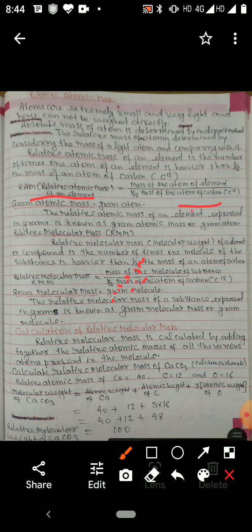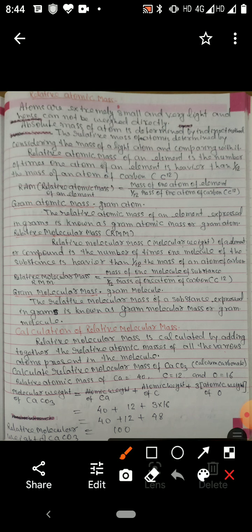Next is relative molecular mass. How can we calculate relative molecular mass, or molecular weight? The relative molecular mass of an element or compound is the number of times one molecule of the substance is heavier than 1/12 the mass of an atom of carbon.